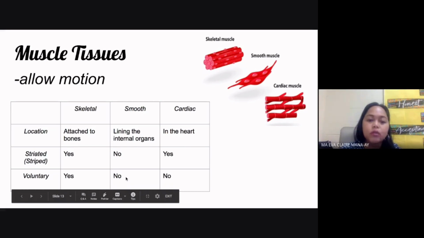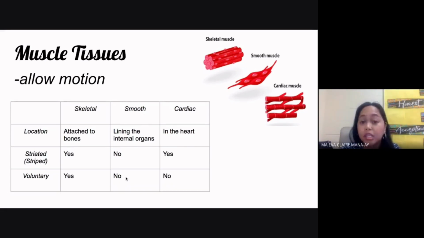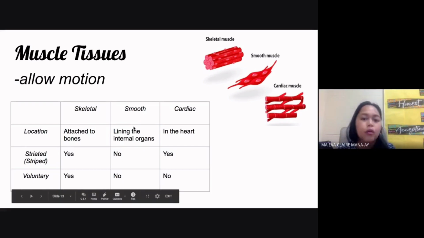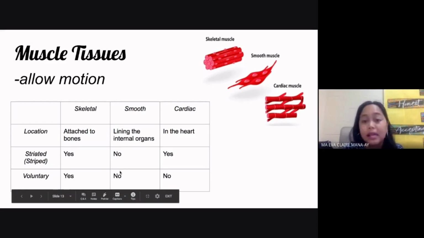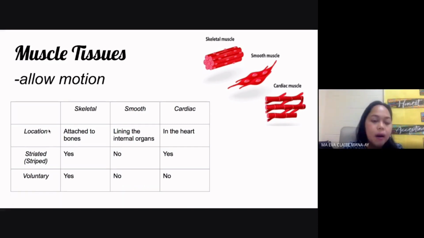Now, another thing would be your smooth muscle tissue. This is a reason why you shouldn't go to bed with an empty stomach, okay? Because your stomach, of course, is lined by your smooth muscle tissues, and these are involuntary. They continue grinding the food even if you don't control them. So that's the reason why you shouldn't go to bed with an empty stomach, or you shouldn't even go to bed with a very full stomach. Okay, so you should wait at least 30 minutes before sleeping. Okay, so again, these are the differences between your skeletal muscle tissue, your smooth muscle tissue, and your cardiac muscle tissue.